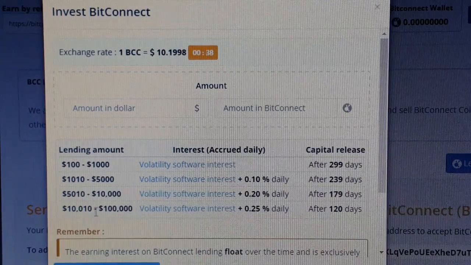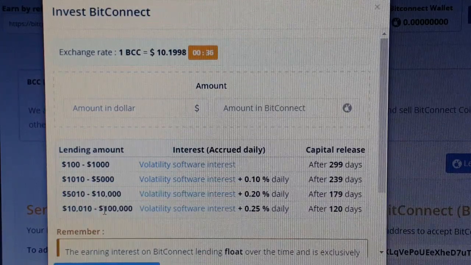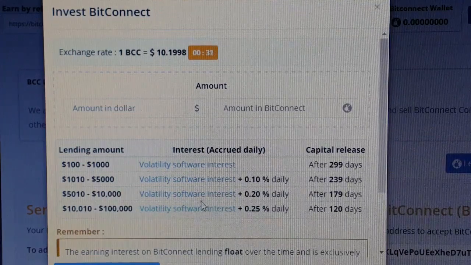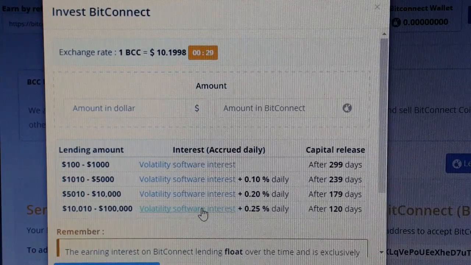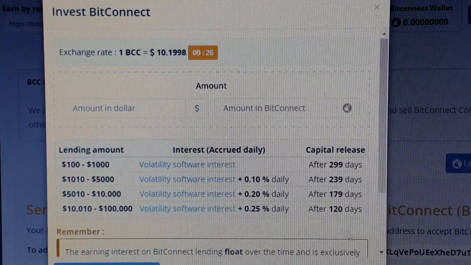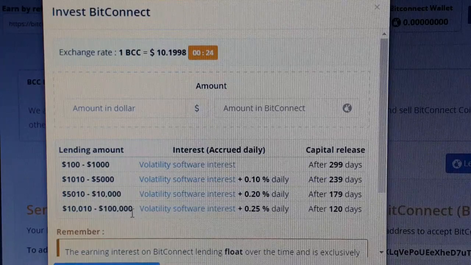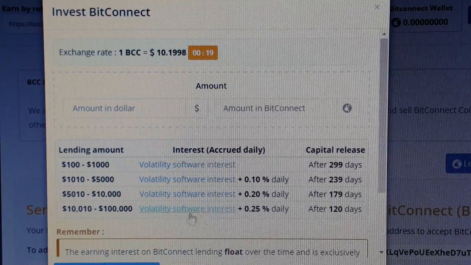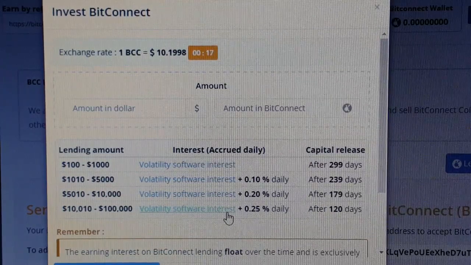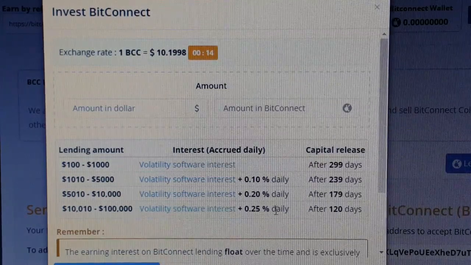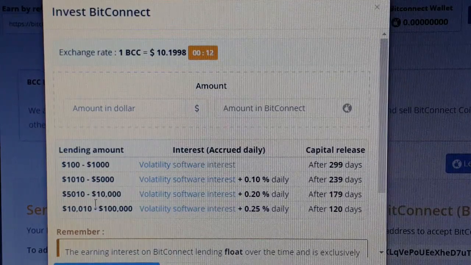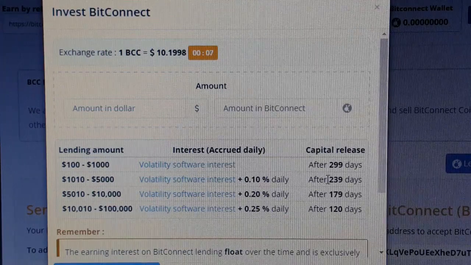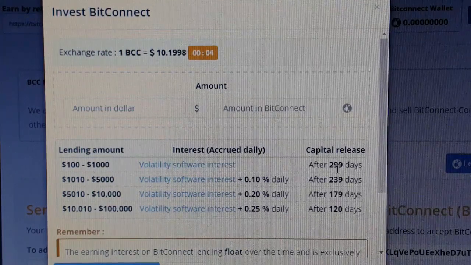If you do a $10,010 or let's say $11,000 loan, you would get $25 guaranteed every day plus whatever the bot earns, right? And then for a $10,000 loan, you get back your $10,000 after 120 days, right? The money would appear in your lending wallet like the $7 that you just saw, right? Or for other loans, you have 179 days, 239 days. For a $100 loan, 299 days.